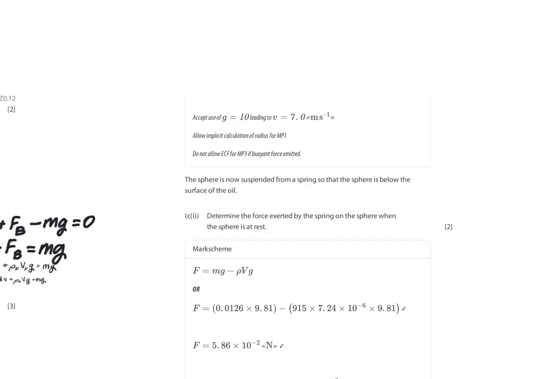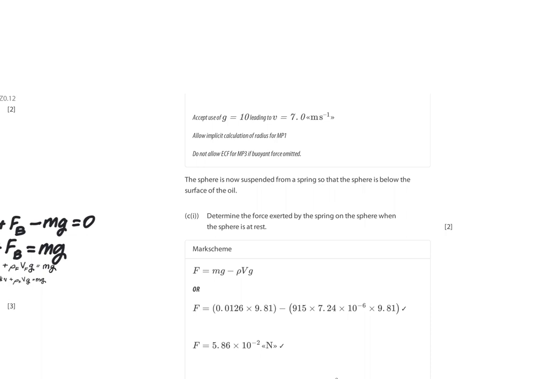And it says, like I did a little hand waving on the radius and the volume, it says allow implicit calculation of radius for mark point 1. Do not allow error carried forward if you forget about the buoyant force, like I said, and accept use of g equals 10, which could give you a velocity of 7.0 meters per second.